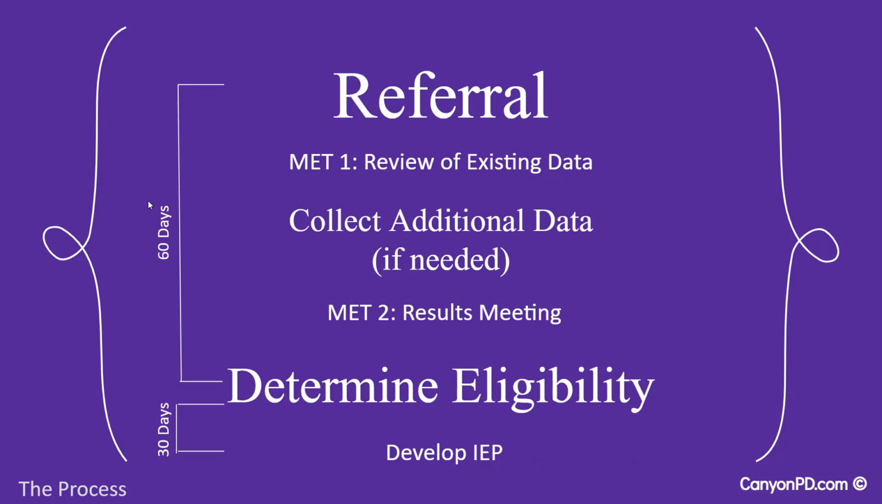It's very important to consider the timelines that are outlined by IDEA for this process. So we have 60 days from the referral to when we have that determination of eligibility, that meeting. And then once we do determine eligibility, we have 30 days to write the IEP. It's very important that these timelines be followed so that everything we're doing is in compliance with IDEA.